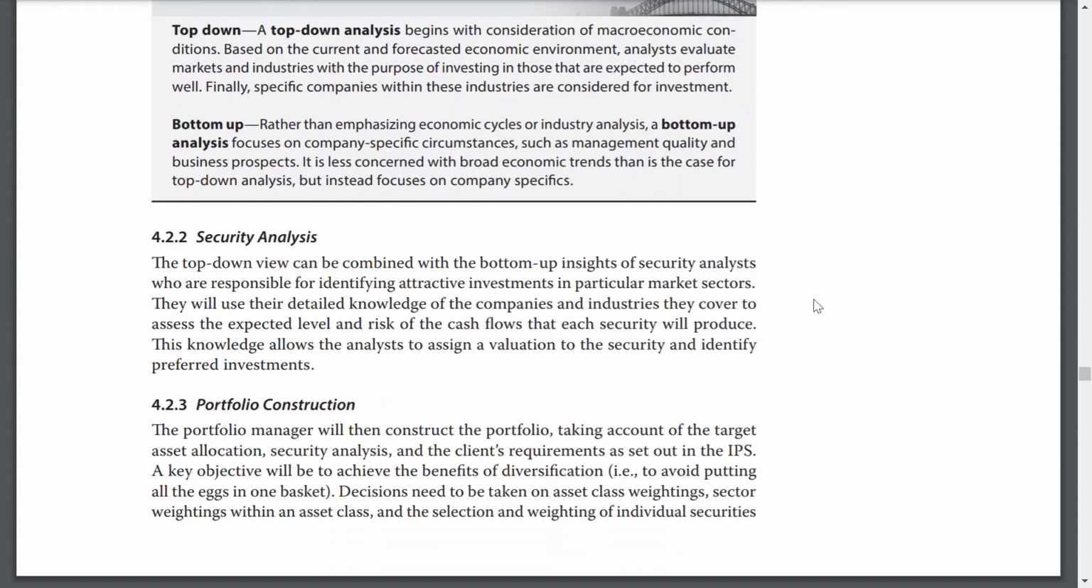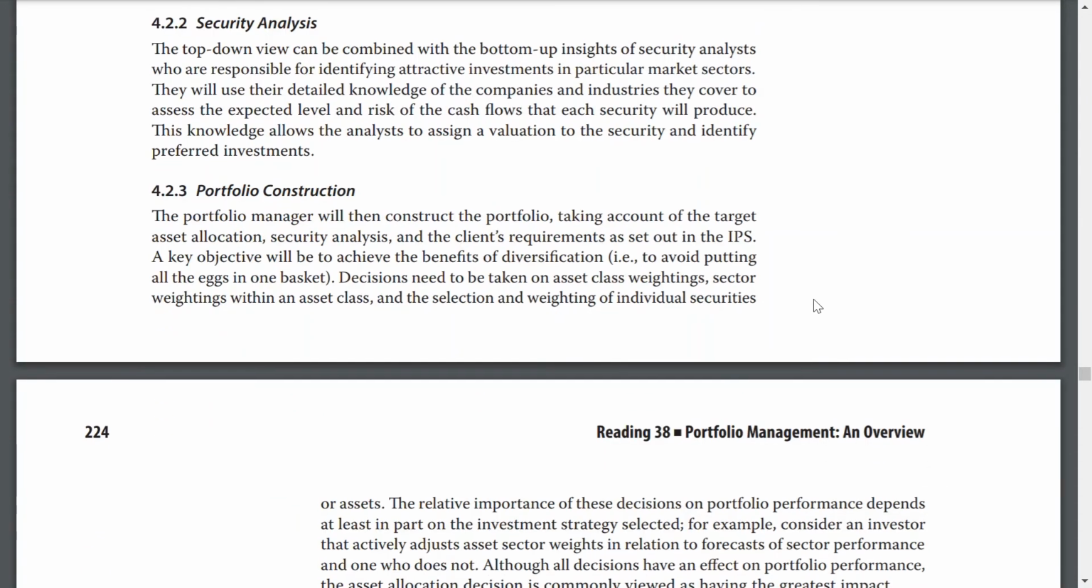Security analysis. The top-down view can be combined with a bottom-up insight from security analysts, who are responsible for identifying attractive investments in particular market sectors. They will use their detailed knowledge of the companies and industries they cover to assess the expected levels of risk and of the cash flows that each security will produce. This knowledge allows the analyst to assign a valuation to the security and identify preferred investments.